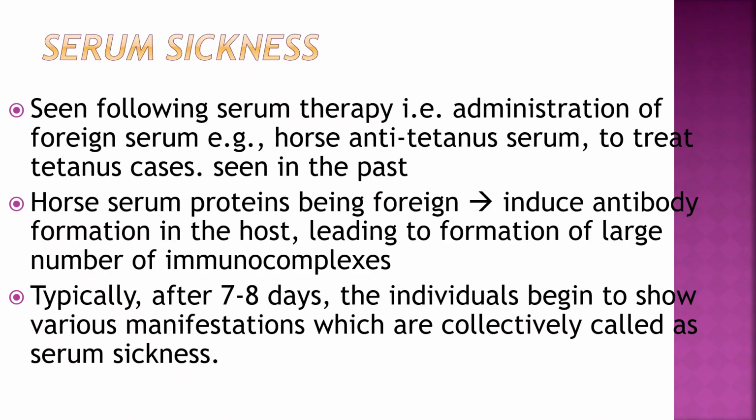Serum sickness is seen following serum therapy, that is, administration of foreign serum. For example, horse anti-tetanus serum was used in the past to treat tetanus cases. Horse serum proteins, being foreign, induce antibody formation in the host, leading to formation of a large number of immune complexes. Typically, after 7 to 8 days, the individuals begin to show various manifestations which are collectively called serum sickness.